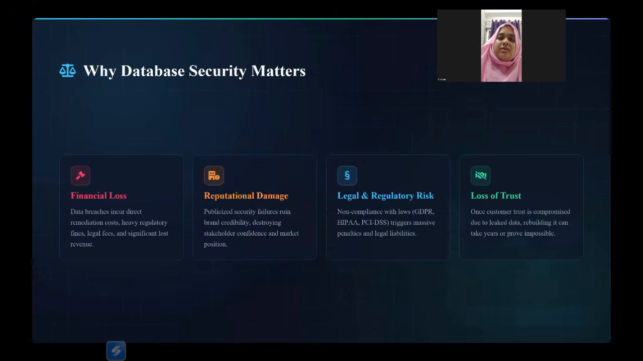So why does database security matter? If security fails, it causes financial loss, huge fines and lost revenue; reputational damage, people lose trust in the organization; legal risk, breaking laws like GDPR or HIPAA; and loss of trust. Once trust is gone, it's hard to rebuild. In short, database security protects information, builds trust, and keeps systems reliable.